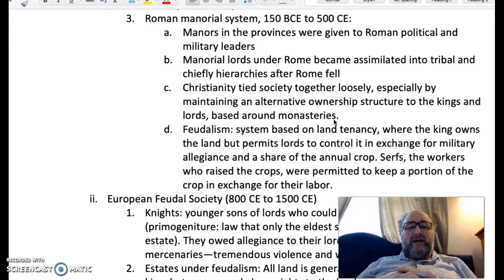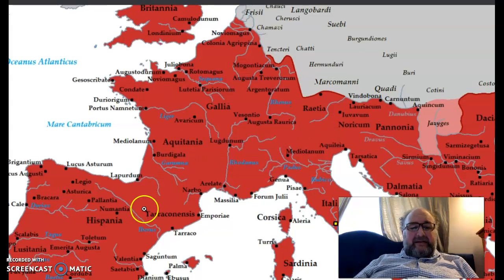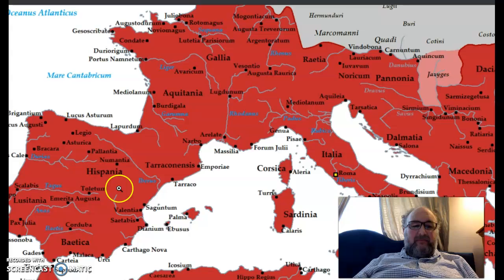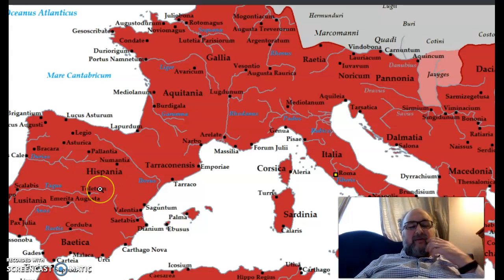Manorial lords under Rome became assimilated into tribal and chiefly hierarchies after Rome fell. So if Russell Crowe had not had his estate taken from him, but instead had gone back and had lived out his life, married to the local daughter of the local chief, and eventually his children, grandchildren, great-grandchildren would be intermarried with these local chiefdoms that existed before. And then at some point Rome falls, and you still have the Roman roads, but you no longer have the Roman army protecting those roads. And so that manor is suddenly open to attack from roving brigands. And so they build walls around it and raise a militia to defend it. And next thing you know, you've got medieval Europe.